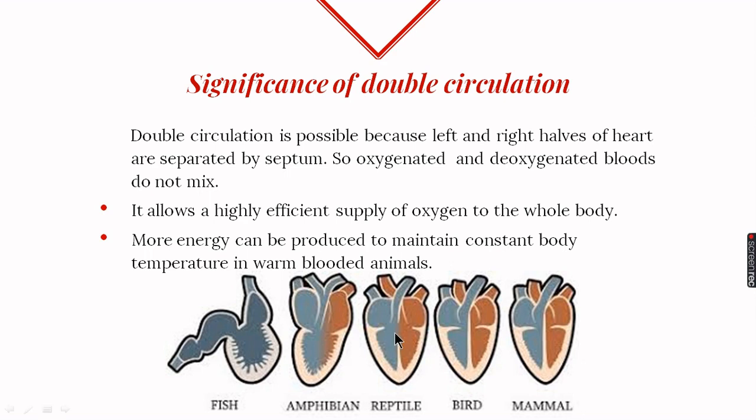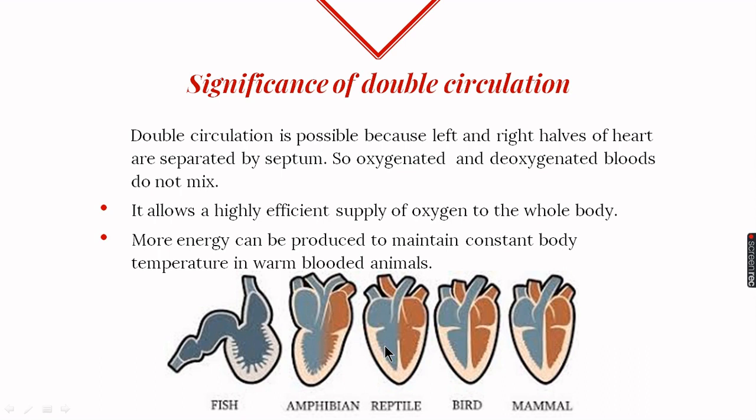That suggests that the oxygenated and deoxygenated bloods mix in the ventricles of the reptiles. Now in the birds, the right side of the heart is totally separated from the left side with the help of a septum, and the same is true of mammals. So now we see that in amphibians and reptiles, oxygenated and deoxygenated bloods get mixed.